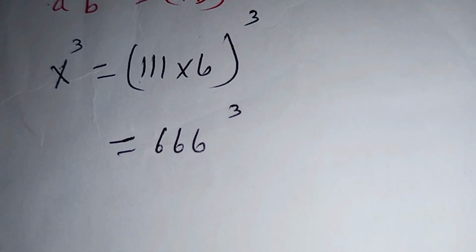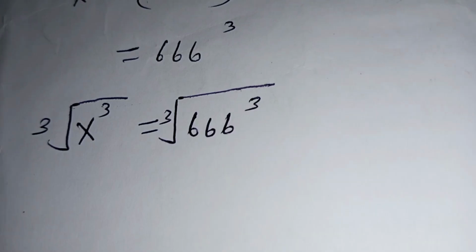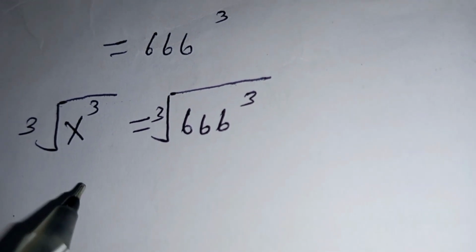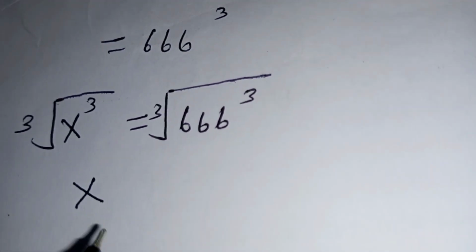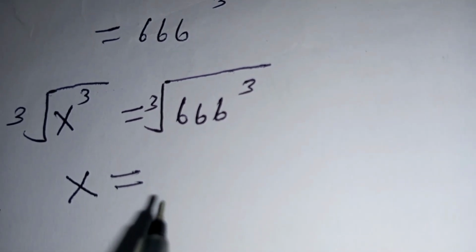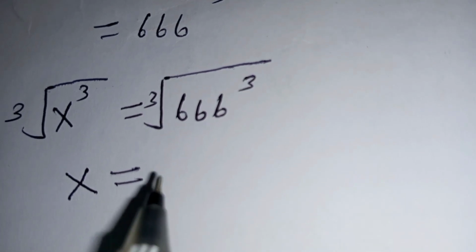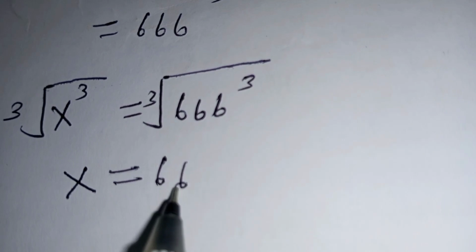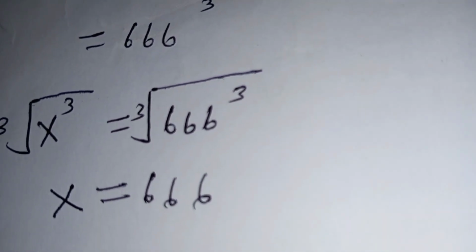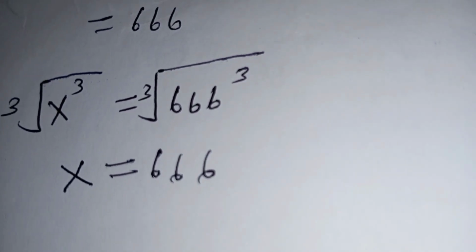Remember, the objective is to obtain the value of x. And now what we are going to do, we are going to take the cube root of both sides. So the cube root of x cubed, clearly this one will be x, and the cube root of 666 cubed is 666, because when you are taking the cube root of a number and that number is cubed, it is the same as that number. So our value of x is 666.